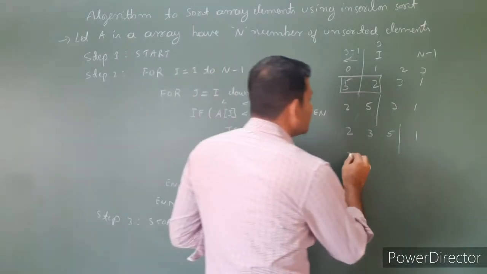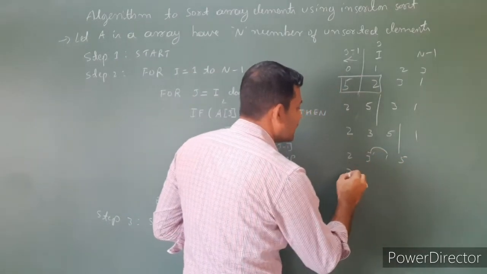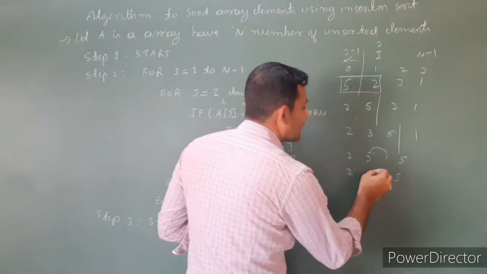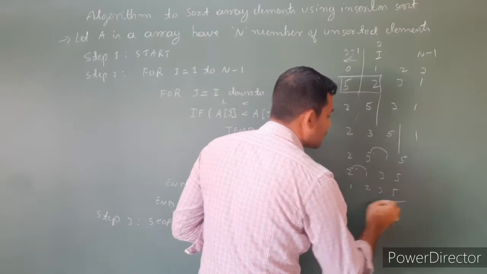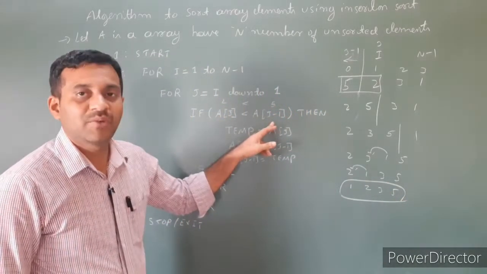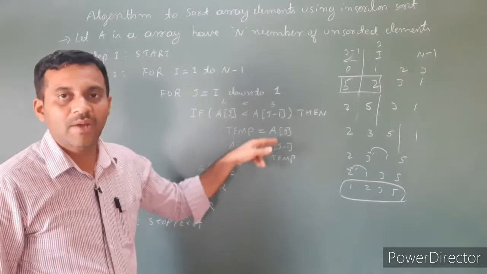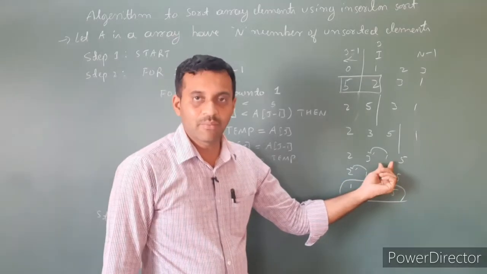After that it becomes 2, 3, 1, 5. Again 1 is compared to the 3. 2, 1, 3, 5. Again 1 is compared to the 2. It becomes 1, 2, 3, 5. So all the elements are sorted. So if a of j is less than a of j minus 1, every time we have to swap the numbers. Already we know the swapping technique. We have to swap the numbers.